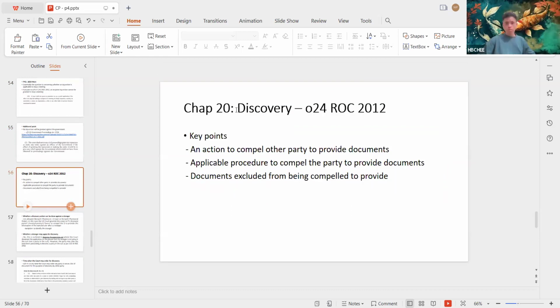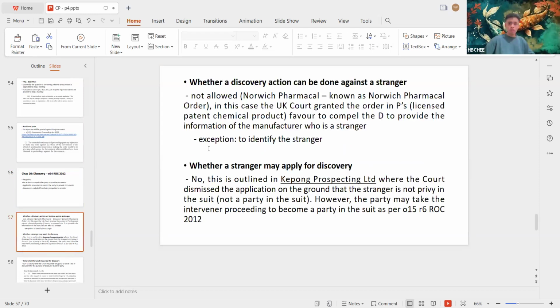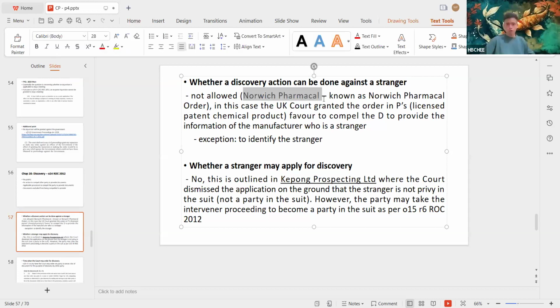Okay, now the chapter is on discovery. Discovery simply means that you are going to compel another party to provide a document. And what are the procedures to compel the party to provide a document, and what documents could be excluded from being compelled? Now this is a general principle: a discovery against a stranger is not allowed. This is given in the case of Norwich Pharmacal, which is known as the Norwich Pharmacal Order.